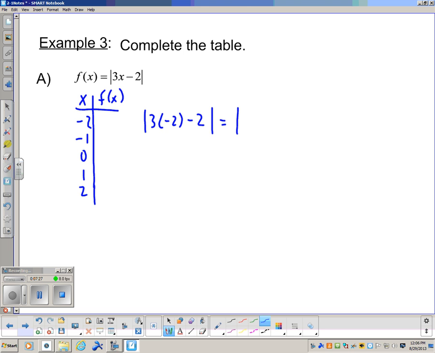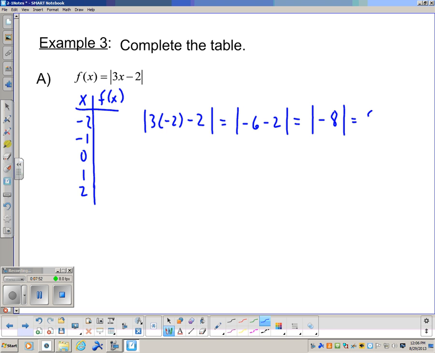So 3 times -2 here is -6 minus 2. And -6 minus 2 there just gives me a result of -8. But I still have to take the absolute value. That's what these two little lines on the outside mean. Absolute value is the distance from 0 on a number line. So if you think about how far -8 is from 0 on a number line, -8 is a distance of 8.